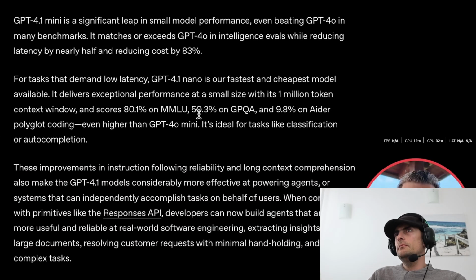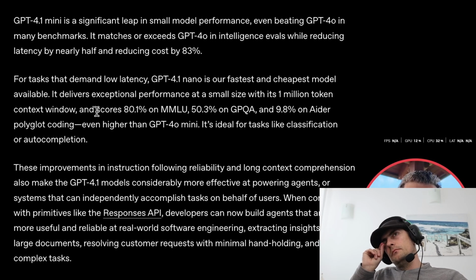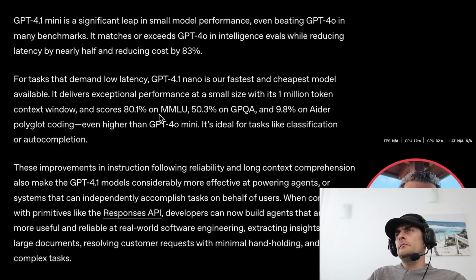So GPT 4.1 Nano, 1 million token context window, scores 80.1% on MMLU, 50.3% on GPQA, and 9.8% on Aider polyglot coding, even higher than GPT 4.0 Mini. So this is the nano version, the smaller version. It's ideal for tasks like classification or autocompletion. This is the workhorse of this new 4.1 family of models.